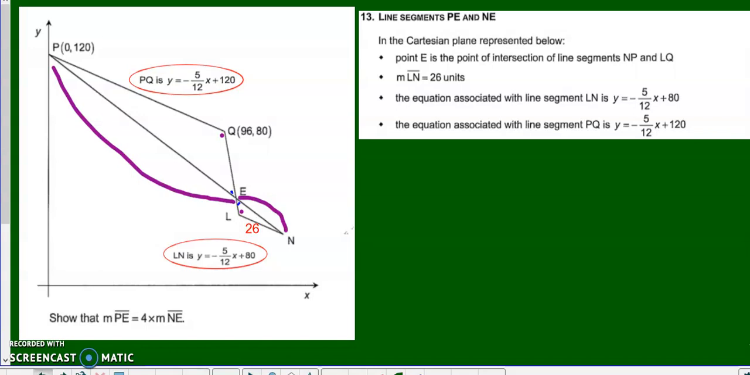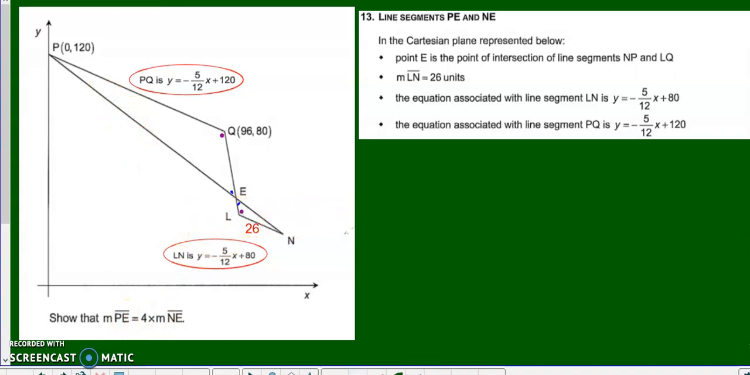Now, what we're going to do is just what I did so far. I just wrote down here the equation of this line that's given here. PQ is this, negative 5 over 12 x plus 120. So I just wrote it here. And LN is here. This is all stuff that's given. I wrote it on the problem. And they also tell us that LN is 26. And this is a point of intersection. Okay, so show that PE is 4 times NE.